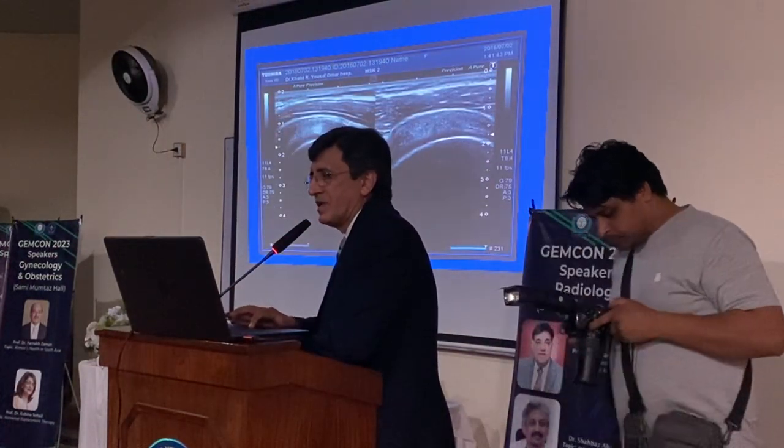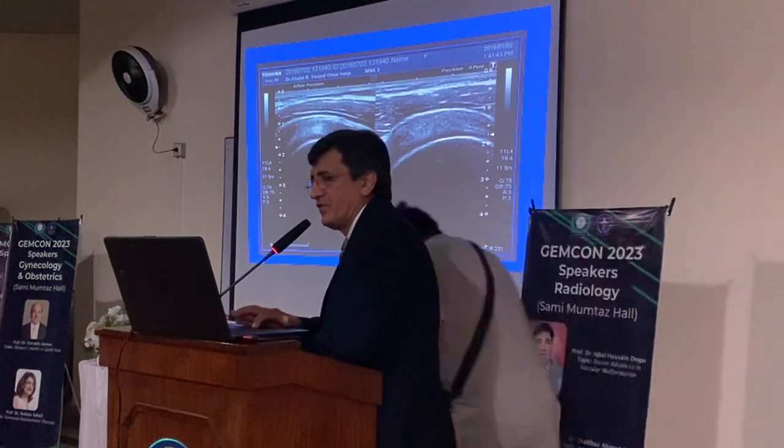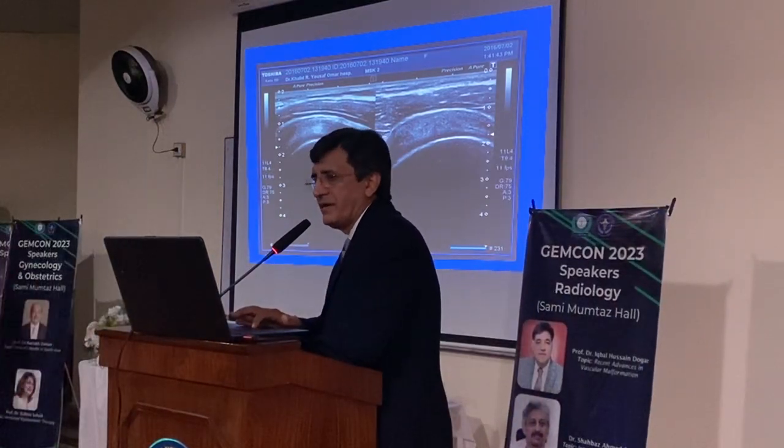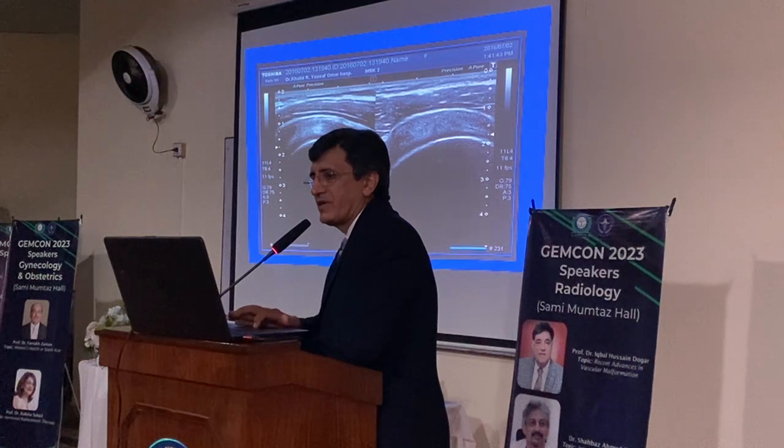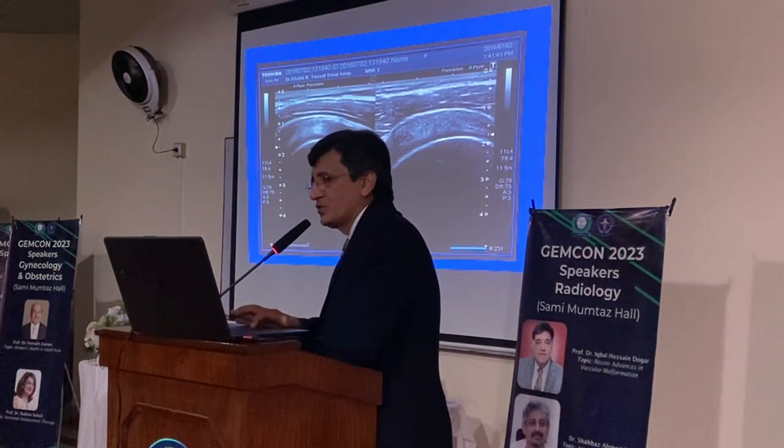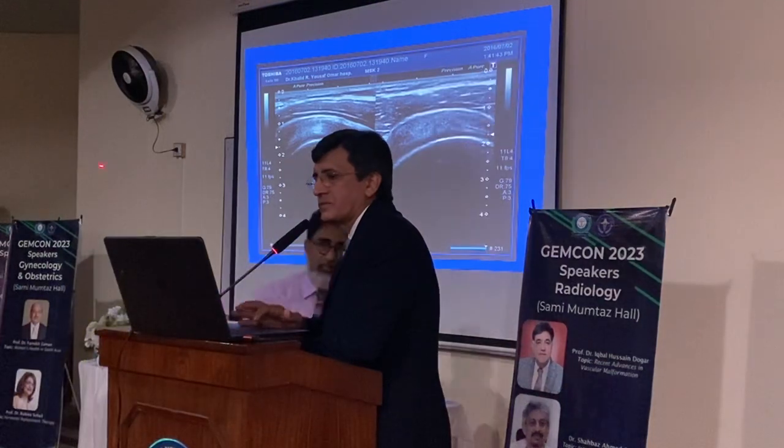On the ultrasound image, this is a longitudinal view, which is called the bird beak sign. We see the hyperechoic tendon, very nice, with continuous fibers, and this is a transverse view, which is called the cartilage side. This is how you see the supraspinatus tendon in the shoulder.